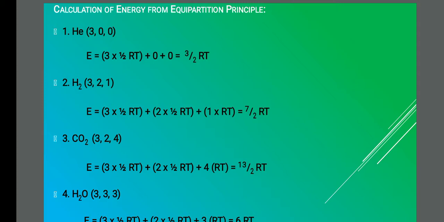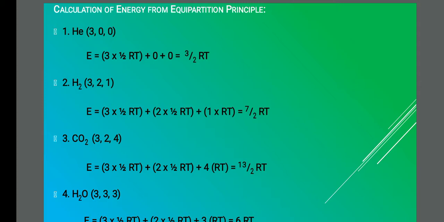E is equal to 3 into half RT for translation. So 3 into half RT plus 0 plus 0. So the total energy of a helium atom is nothing but 3 by 2 RT.